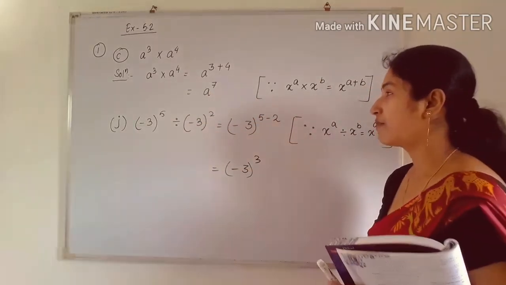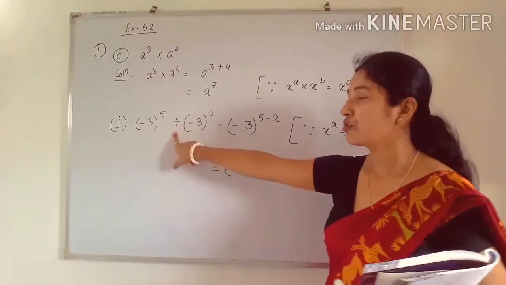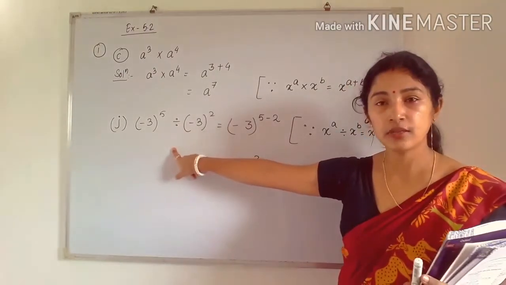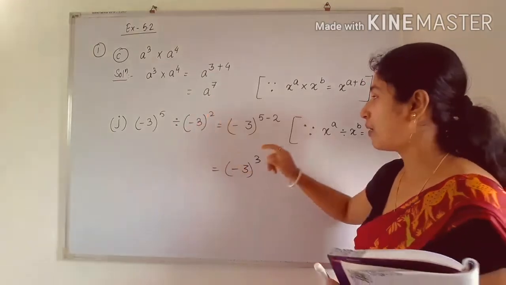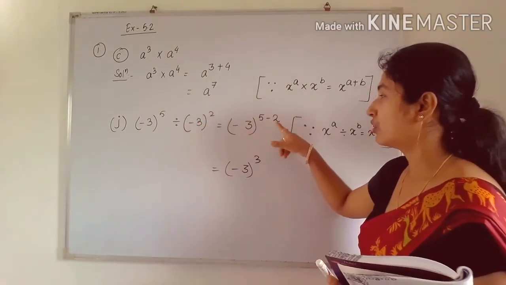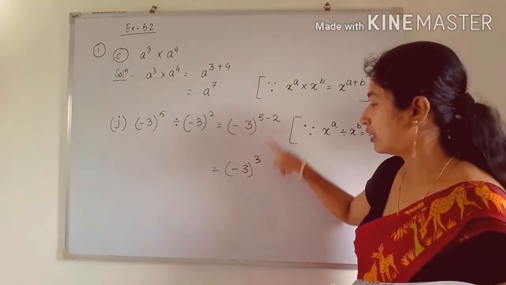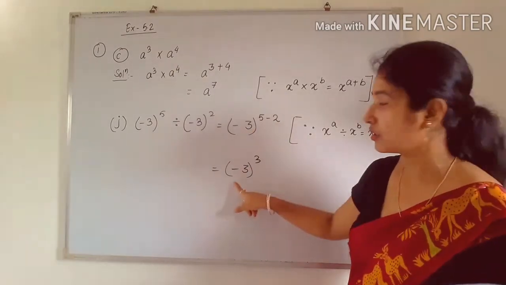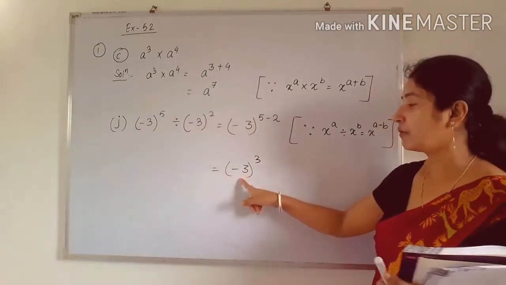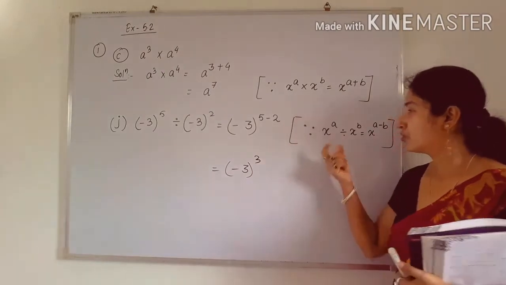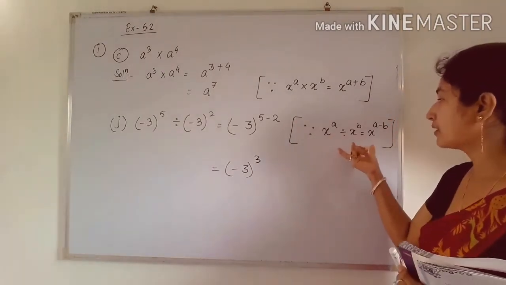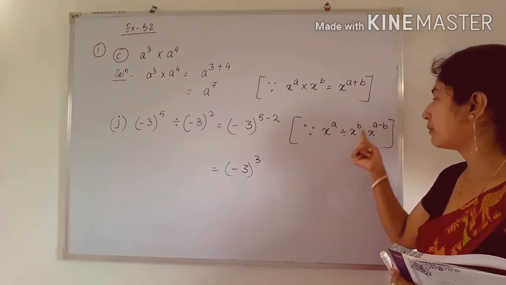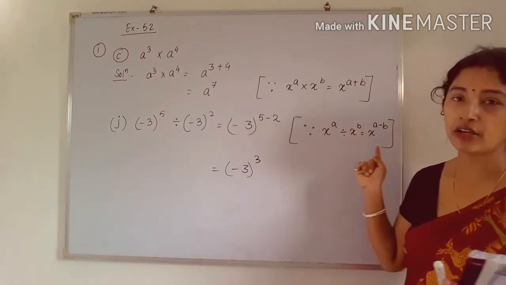Similarly, in part J, a division symbol is there. So we know that whenever there is a division symbol, you have to subtract the powers. So 5 minus 2, okay, 5 minus 2 will be what? 3. So the base will be the same, minus 3 to the power 3. So here also you have to write like this: since x to the power a divided by x to the power b is equal to x to the power a minus b.